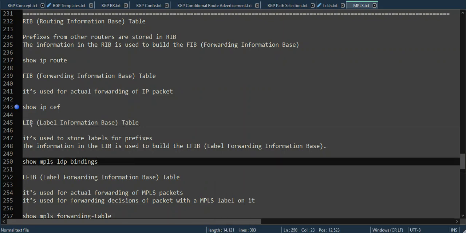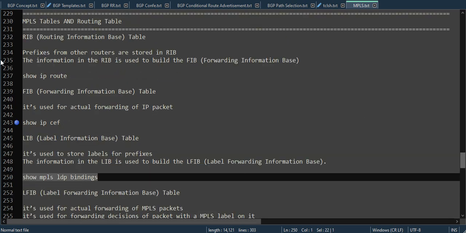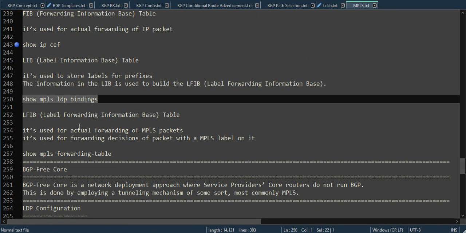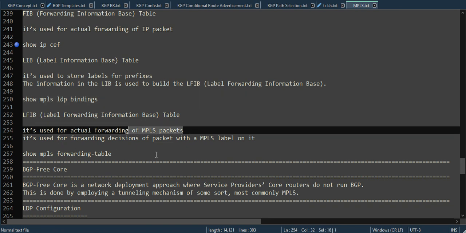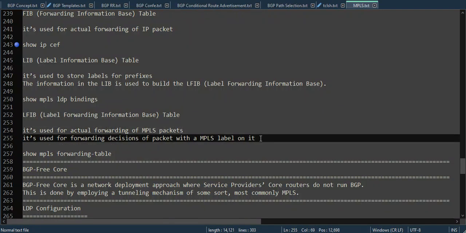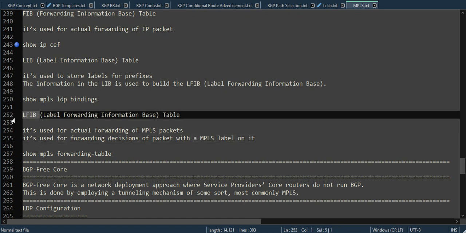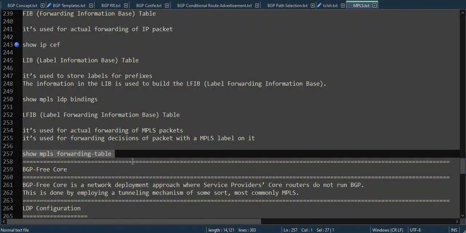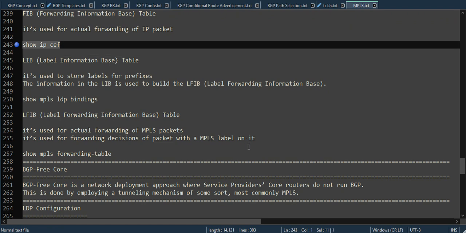We can see this LIB table by this command, show mpls ldp bindings. This is equal to show ip route. And the LFIB table is used for actual forwarding of a packet, it is used for the forwarding decision of a packet with an MPLS label on it. And we can see this table by the show mpls forwarding-table command. This is similar to show ip cef in our routing.